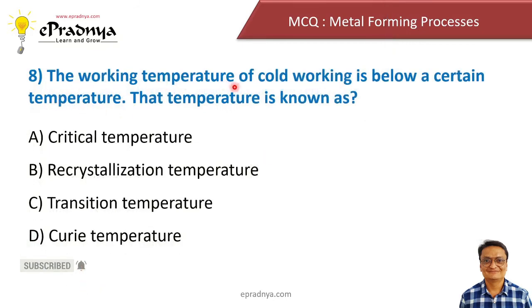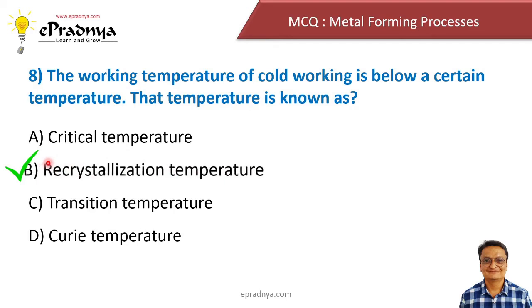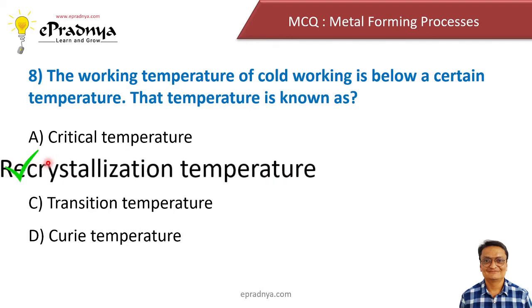The working temperature of cold working is below a certain temperature. That temperature is known as, and the options are critical temperature, recrystallization temperature, transition temperature, and Curie temperature. And the correct answer is recrystallization temperature. So if we are working below a certain temperature called the recrystallization temperature, that process is called cold working. Now let us see what exactly this recrystallization means.